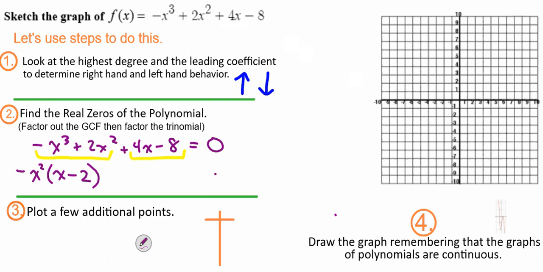If I distribute negative x squared times x, that gives me negative x cubed. Negative x squared times negative 2, that gives me a positive 2x squared. So we're good, right? I'm just checking my time. All right, so we're good. I'm going to do the same thing with the second one.